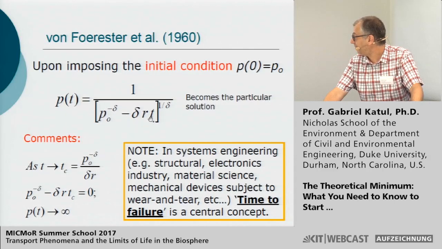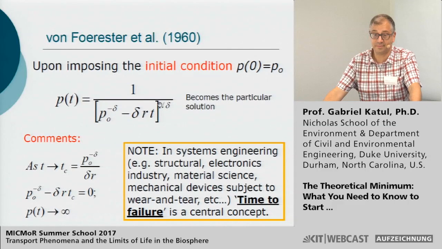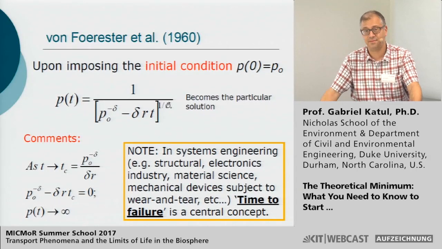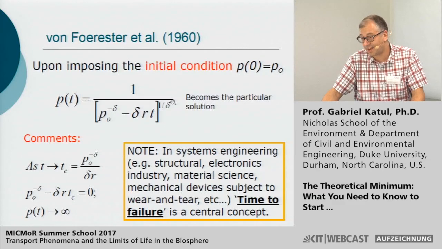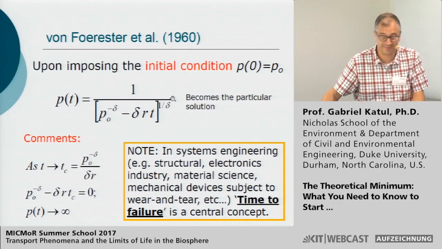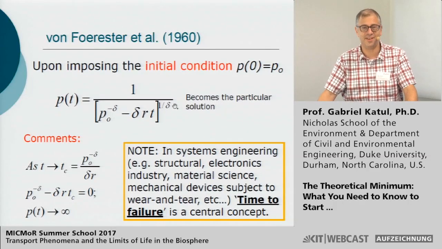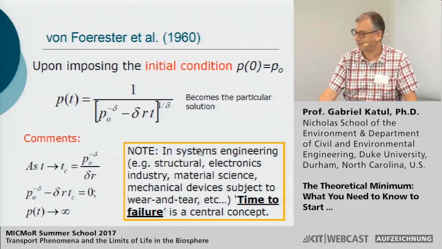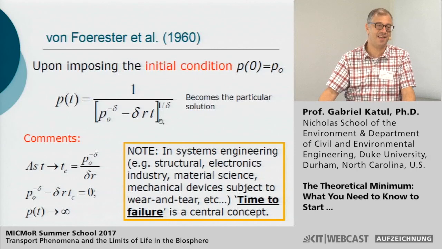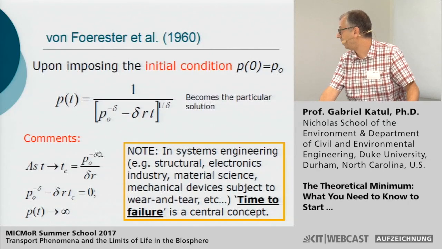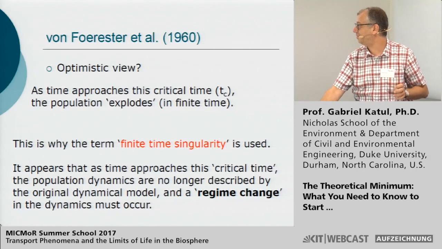There is a chance that if t goes to P0 raised to the minus delta divided by delta r, the denominator of this quantity will go to 0, raised to some positive exponent, and 1 over 0 is infinity. Interesting. So at finite times, we can have an explosion in population. This is known as finite time singularities. Okay. The concept is not new. If you talk to engineers, they already knew about critical time to failure. But it was an interesting idea in terms of population dynamics, that the population, in fact, as von Foerster hinted at in the title of the paper in Science, is an explosion in finite time of population.